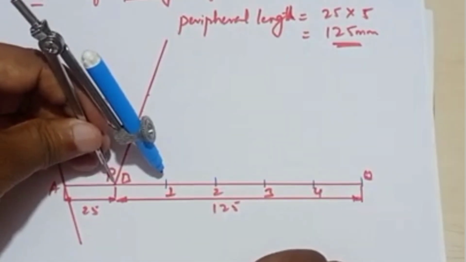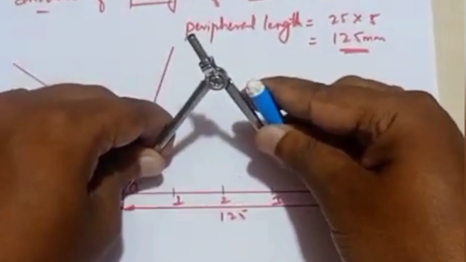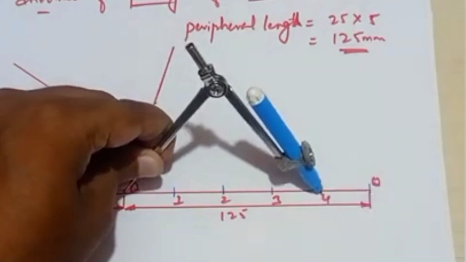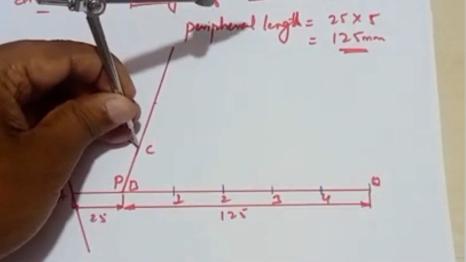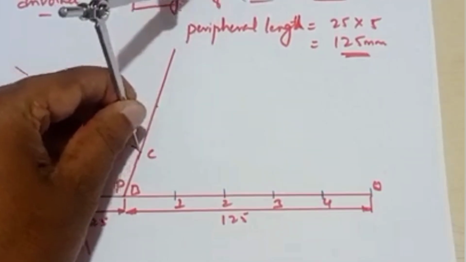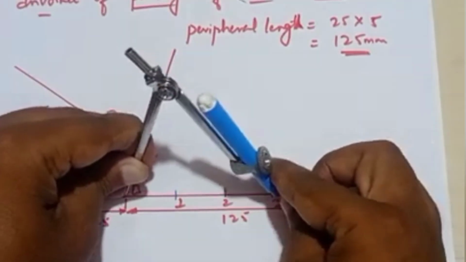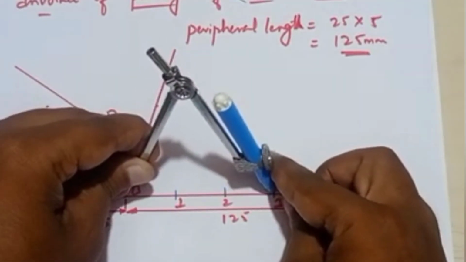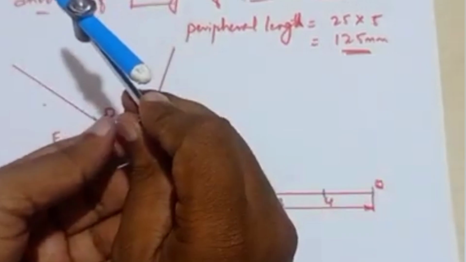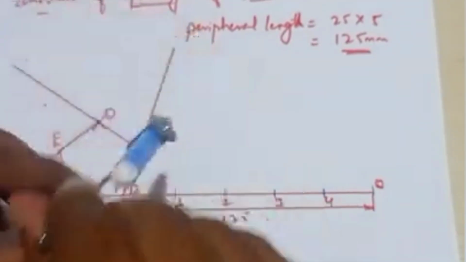Again use the compass, measure the length from P to 4. From P to 4, keep at the point C and draw an arc. We'll extend this line, no problem. The same way, measure from P to point number 3. Keep at the point D, cut an arc.